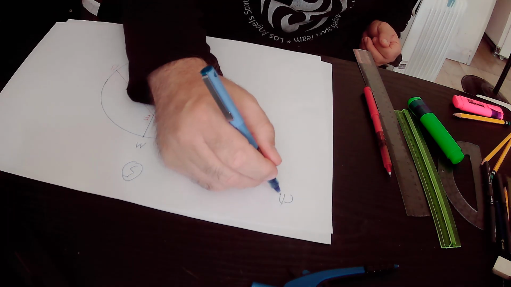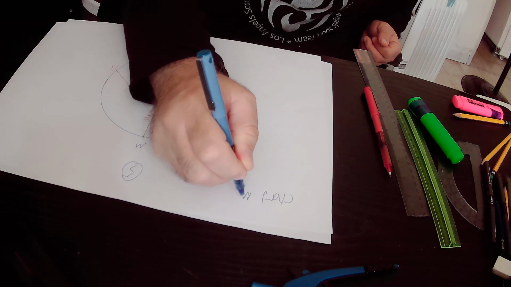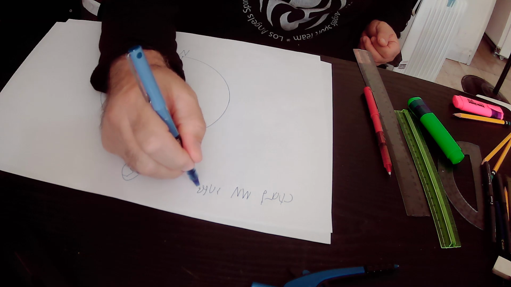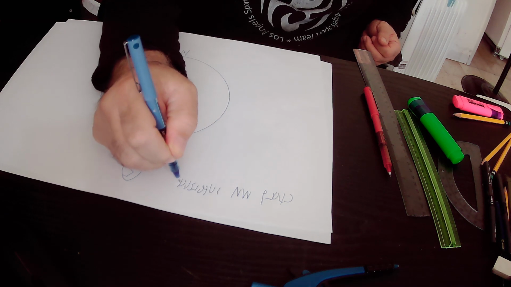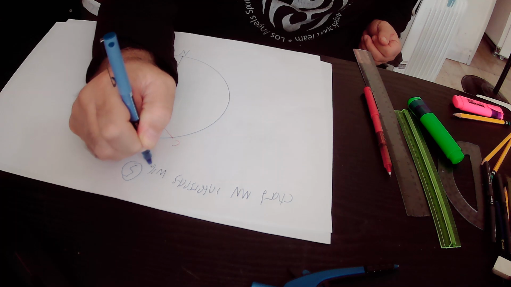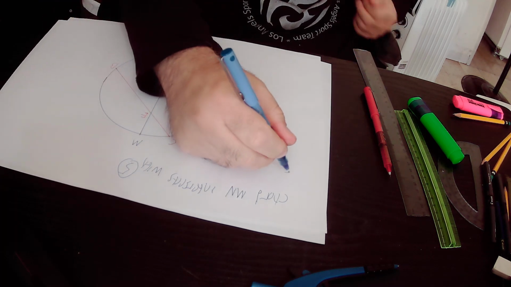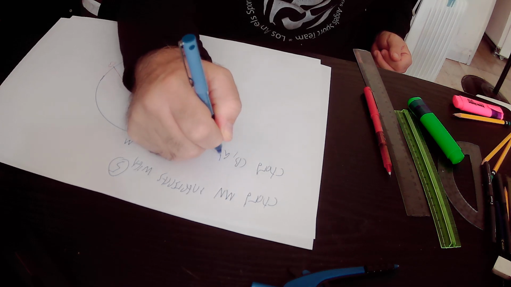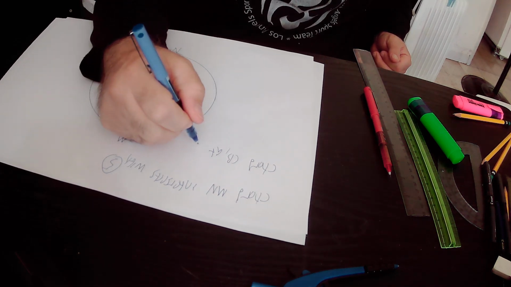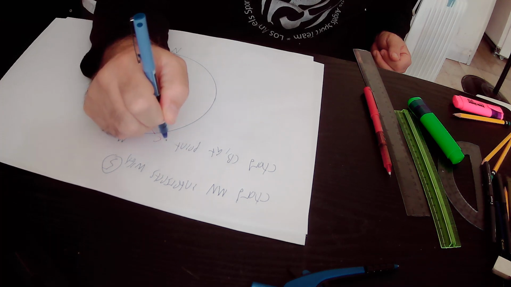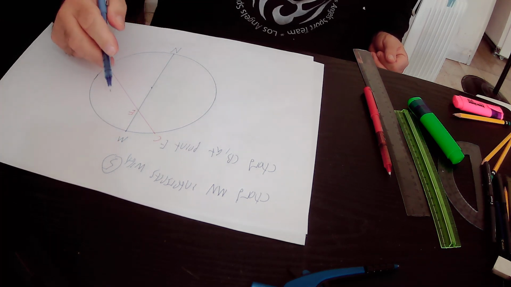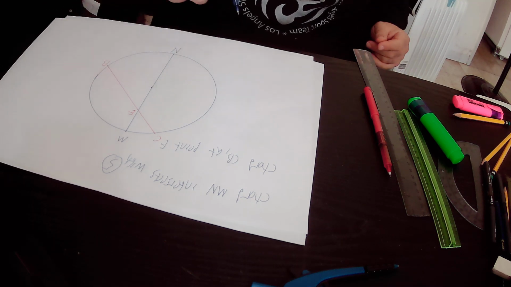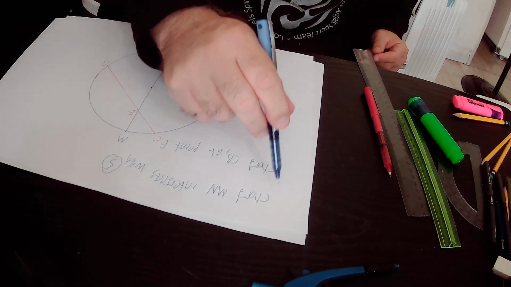Chord MN intersects with chord CB at point E. Again, chord MN intersects with chord CB at point E. Point E is the intersection point between the two chords. Okay.